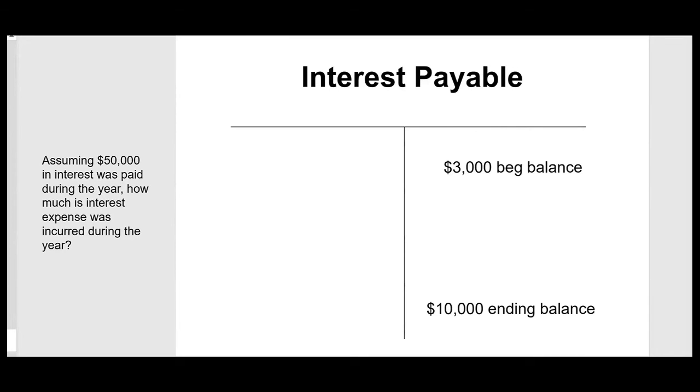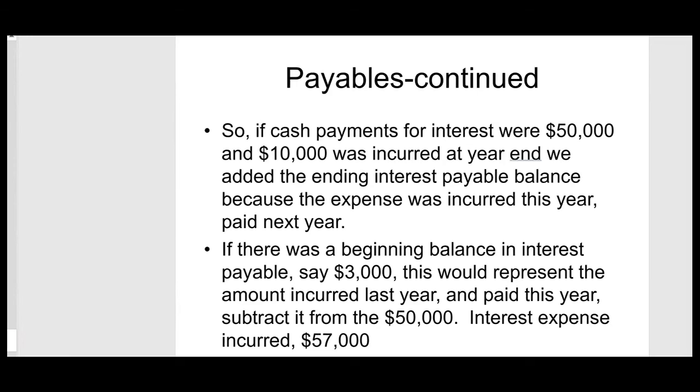So be ready to solve this either with a T account or, like on the previous slide, without a T account. If they just tell you that cash payments for interest were $50,000 and $10,000 was incurred at year end, so that's why we added the $10,000, the ending interest payable balance of 10, we added that because that's an expense incurred this year, paid next year.